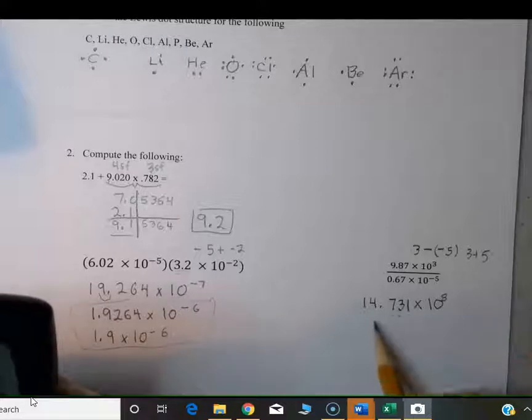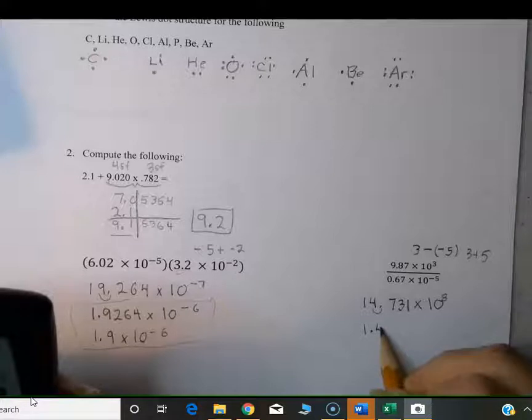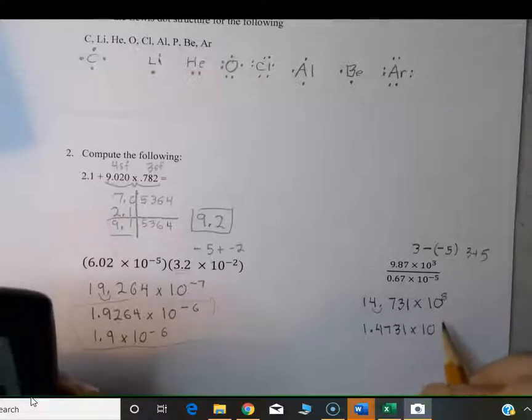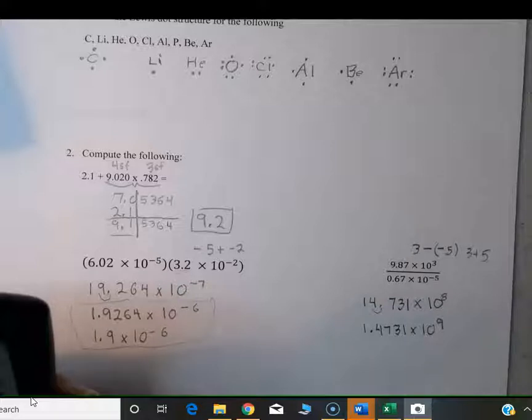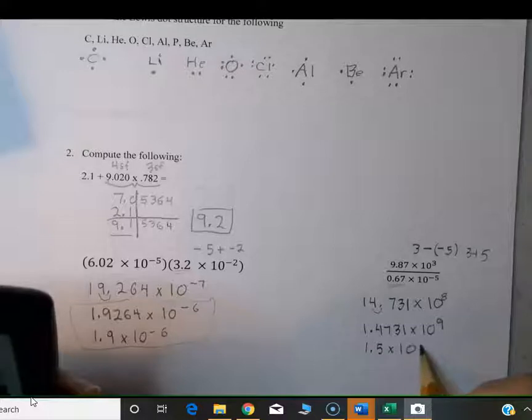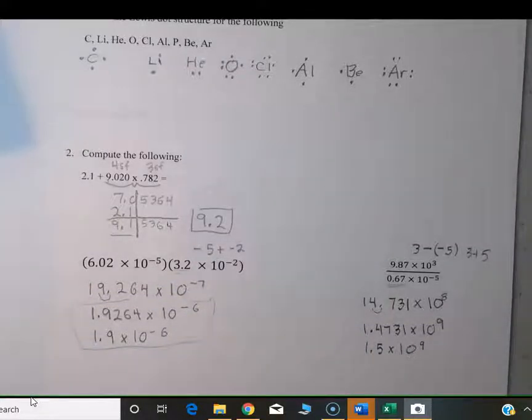Okay. Now, I've got to adjust the decimal. I'm going to make this smaller, but I have to make the 8 bigger. So it's a positive number. It goes up to 9. And if we're considering significant figures, there's two significant figures in 0.67. So I can round that to 1.5 times 10 to the 9th.